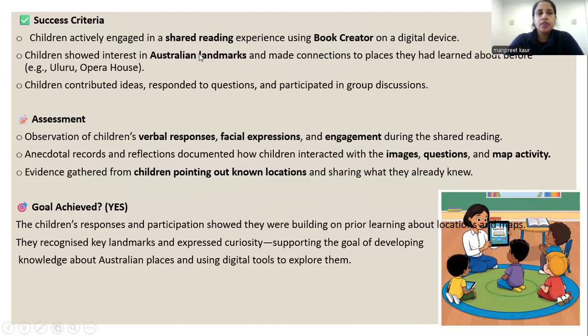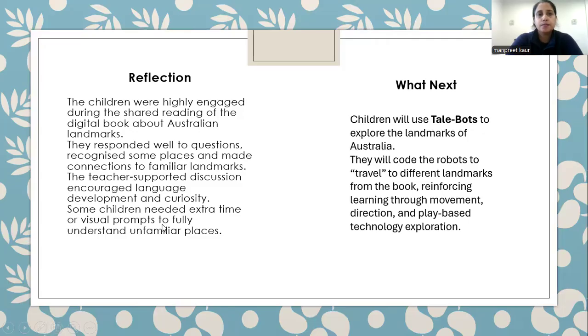Success criteria of this experience: children actively engaged in a shared reading experience, showed their interest in Australian landmarks, and made connections to the places. For assessment, observations of children's verbal responses and facial expressions were used, and anecdotal records and reflections documented how children interacted with the images, questions, and map activity. Evidence was gathered from children pointing out known locations. Goal achieved: yes, children's responses and participation showed this. They were building on the prior learning about locations and maps.